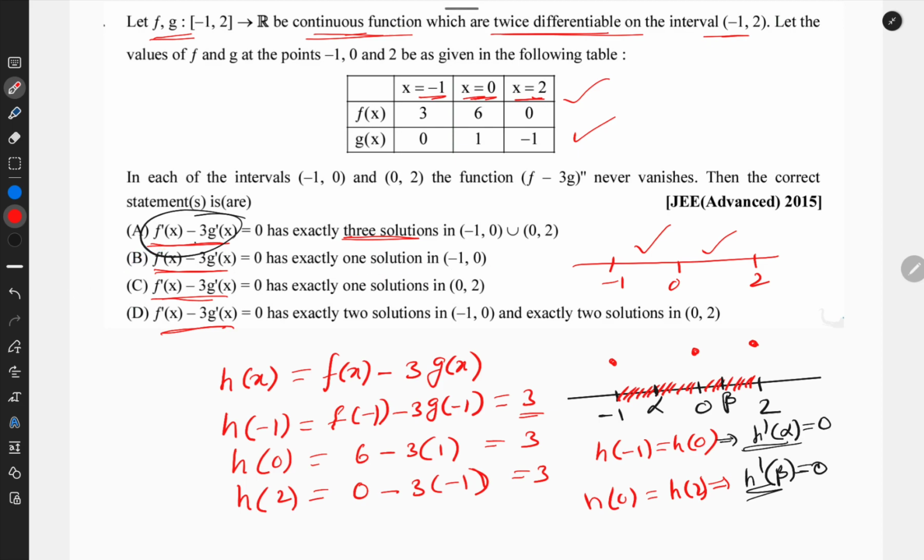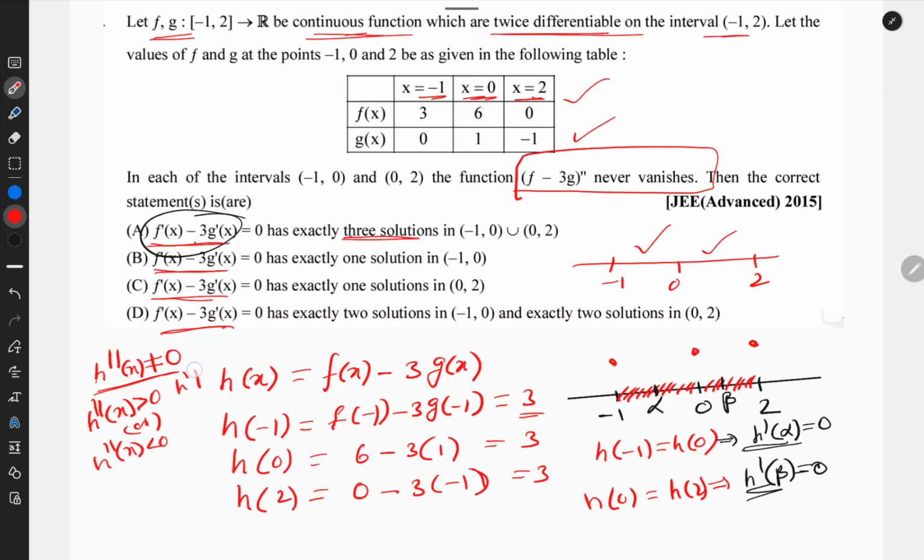Okay, generally here what Rolle's theorem says is at least one real root, but they told here exactly one root. So for that you need to understand the sign of h double dash. If you observe that f minus 3g whole double dash never becomes 0, that means h double dash of x never becomes 0. It never becomes 0 means either h double dash is positive throughout, or h double dash is negative. That means h dash is either increasing or h dash is decreasing.